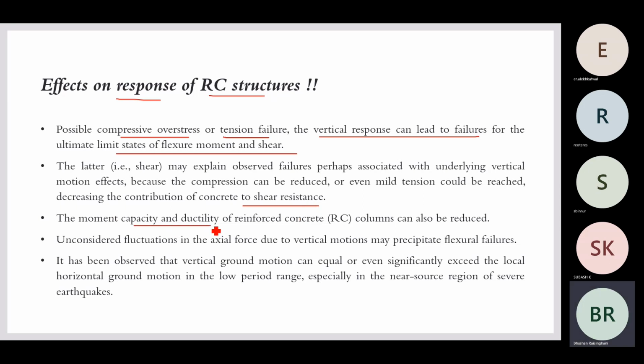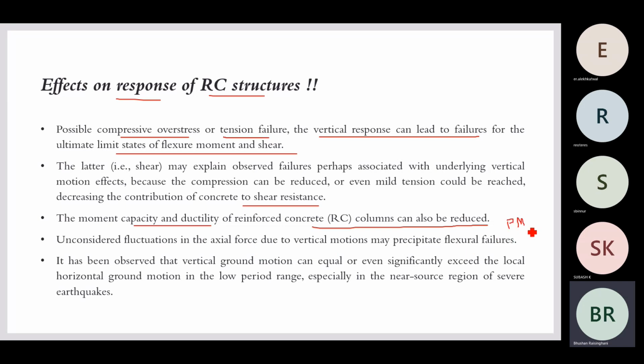Moment capacity and ductility are very important. The moment capacity and ductility of RC columns can get reduced, and the failure is observed in the ground story and the first story. So you have to check the columns in the ground story and first story for the vertical earthquake, and mostly the failure may occur on the ground story. So they have to be increased in size and reinforcement to account for the reduction in moment capacity and ductility. Unconsidered fluctuation in the axial force due to vertical motions may predict flexural failure.